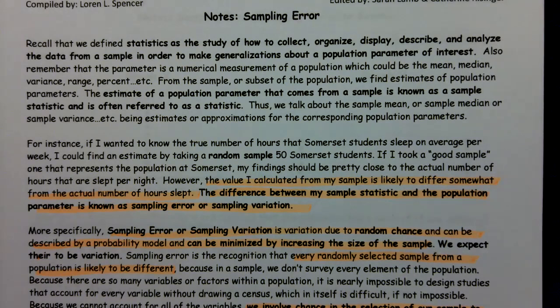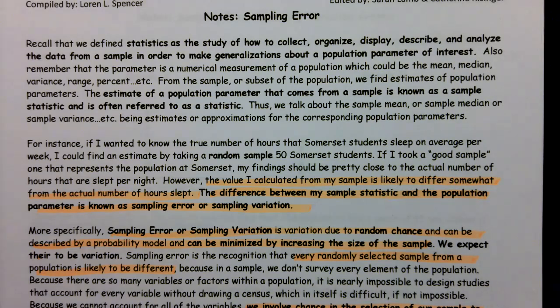So, recall that we define statistics as a study of how to collect, organize, display, describe, and analyze the data from a sample in order to make generalizations about the population parameter of interest. Also, remember the parameter is a numerical measurement of a population. It could be something like the mean, the mode, the variance, the range, etc. And that is, if it is the true population measure, it is the population parameter.